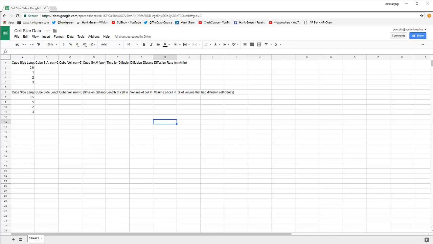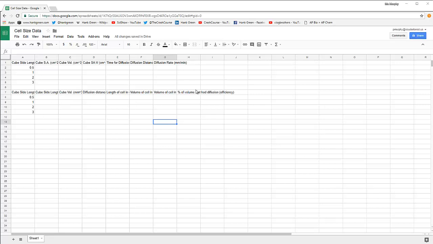Okay, so you've completed the cell size lab and you have no idea what to do with the data. I've opened up Google Slides and I've set up two data tables that match the headings that we need for this lab. And I've also put the four cube side lengths in. Now I'm going to do some explanation of how we go through the data, but I'm also going to explain how to do some formatting and tricks inside of Google Sheets as well.